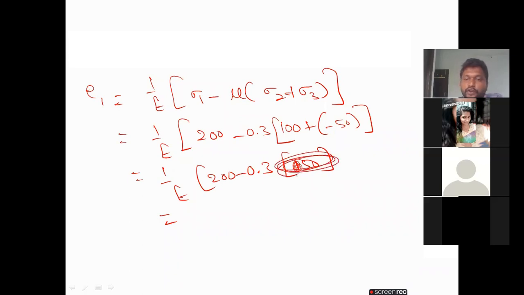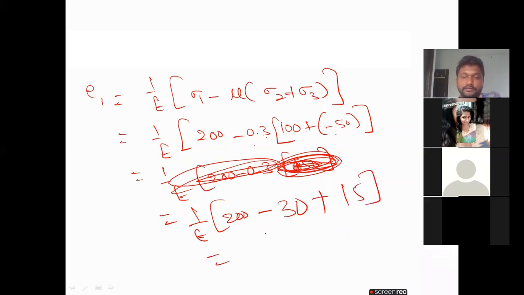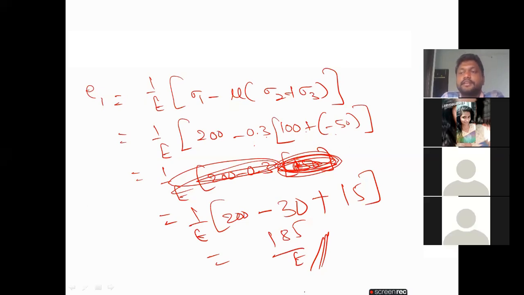Here we don't take it like this, my dear students. So here 200 minus 0.3 into this one, that is 30, minus plus, that is 115. So we get 185 by E. Is it correct? Anyone please respond? Yes, sir. So my dear students, you have to do it like this. We got E1 as 185 by E.